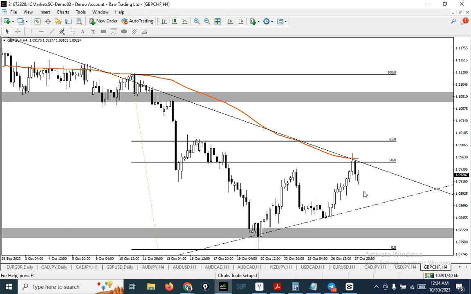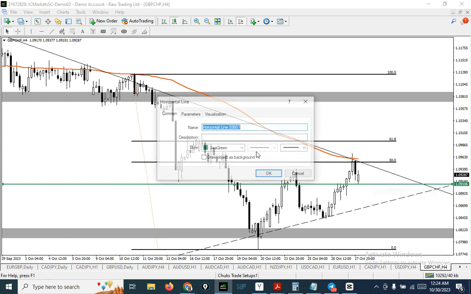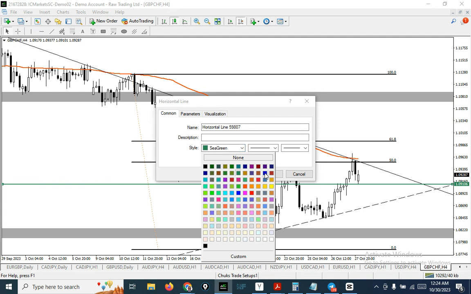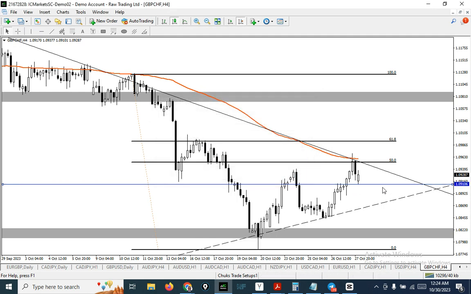Okay, so let me just delete that. Let's use the horizontal tool. Okay, let me reduce this. Let's change this to blue. All right. So we can set a pending order here at this price level.